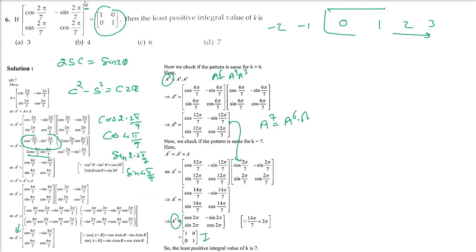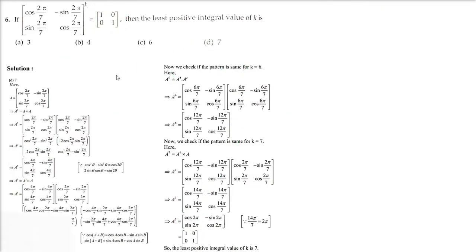So this matrix to the power 7, so K has to be 7, so that you get the identity matrix. So you have to check it for 3, 4, 6 and 7. That is why we didn't check for 5, I guess.